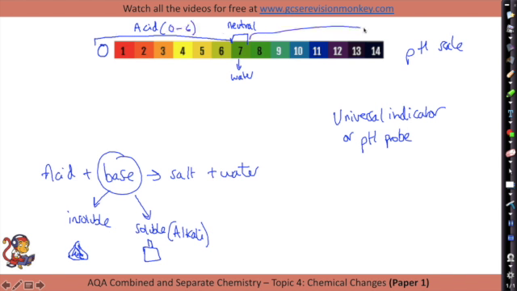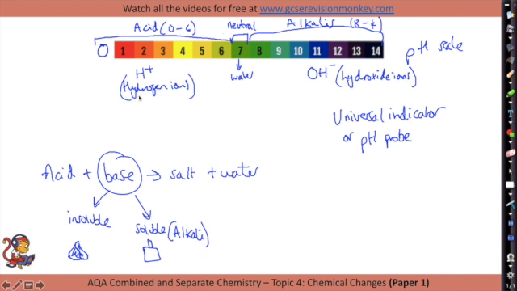And within the range 8 to 14 are your alkalis. Now acids are solutions that have hydrogen ions in them, whereas alkalis have the ion hydroxide in them. So I'll just write that hydroxide out. Hydroxide ions for an alkali and hydrogen ions for an acid.